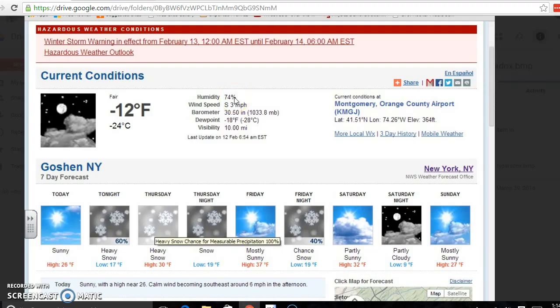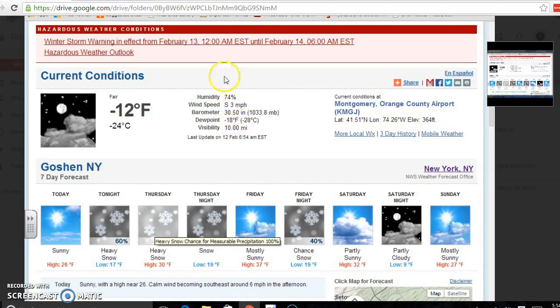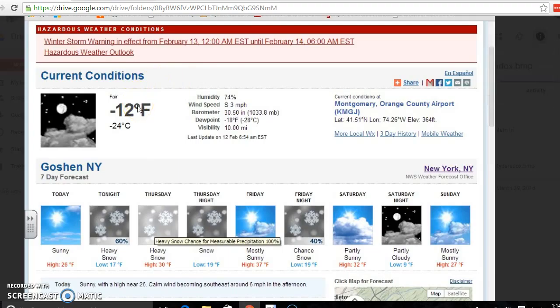So it's kind of contradicting. The relative humidity suggests humid, moist air. 74% is pretty humid air. But the dew point, -18, suggests really, really dry air. And the reason for this is the air actually is very dry. Remember, dew point is a more accurate measurement of humidity. The relative humidity is artificially high because the air temperature is so low. And with an air temperature of -12, the capacity of the air to hold water is really low.